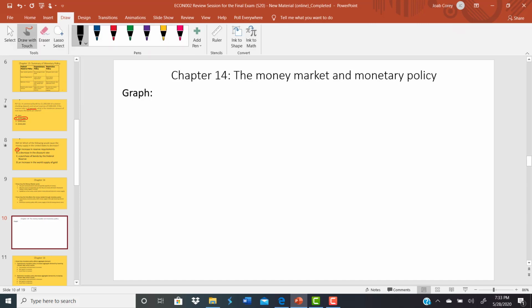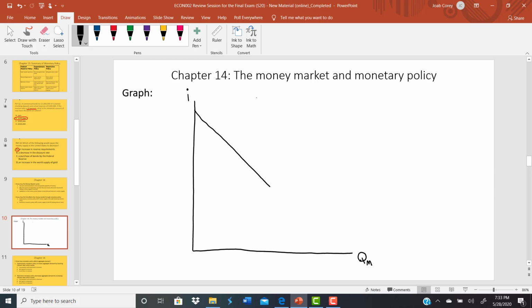So if we're going to draw our money market, remember we're going to need a vertical axis and a horizontal axis. On that vertical axis, we're going to put a lowercase i to represent our nominal interest rate. And on the horizontal axis, we've got the quantity of money, so Q subscript M there. And then remember that we have a downward sloping demand for money because, again, at that higher nominal interest rate, you'll be more likely to put money in the bank. You'll be less likely to demand to hold it in your safe or in your wallet.